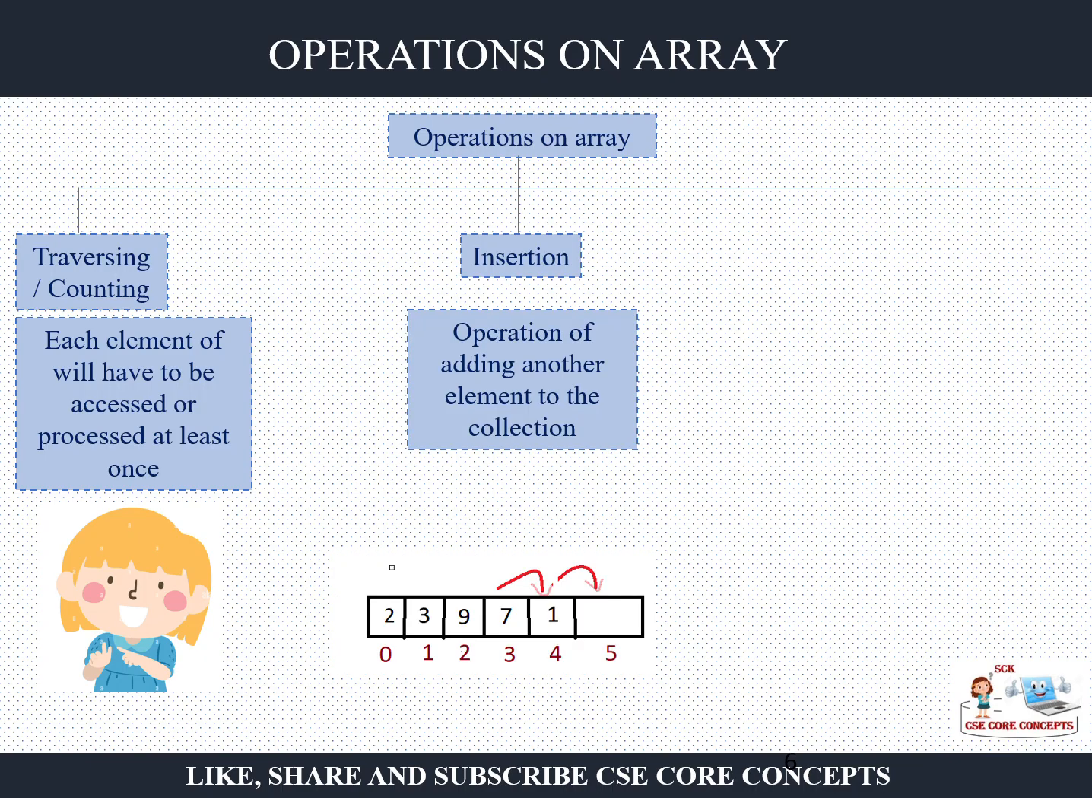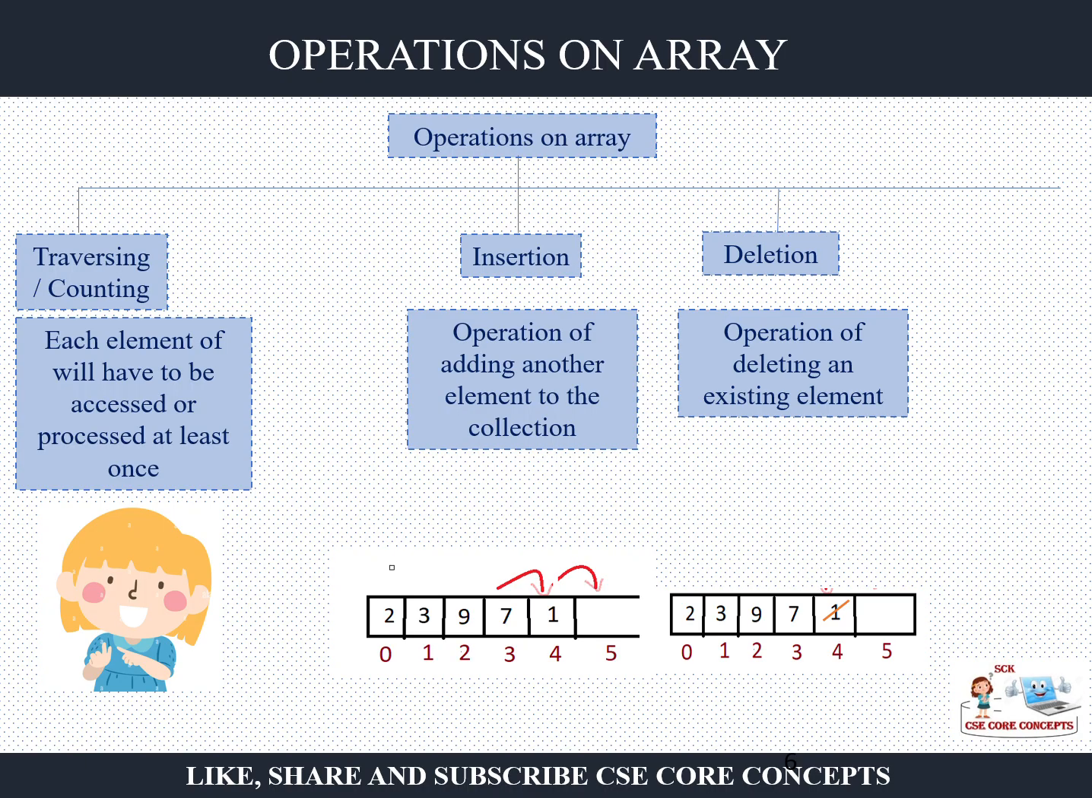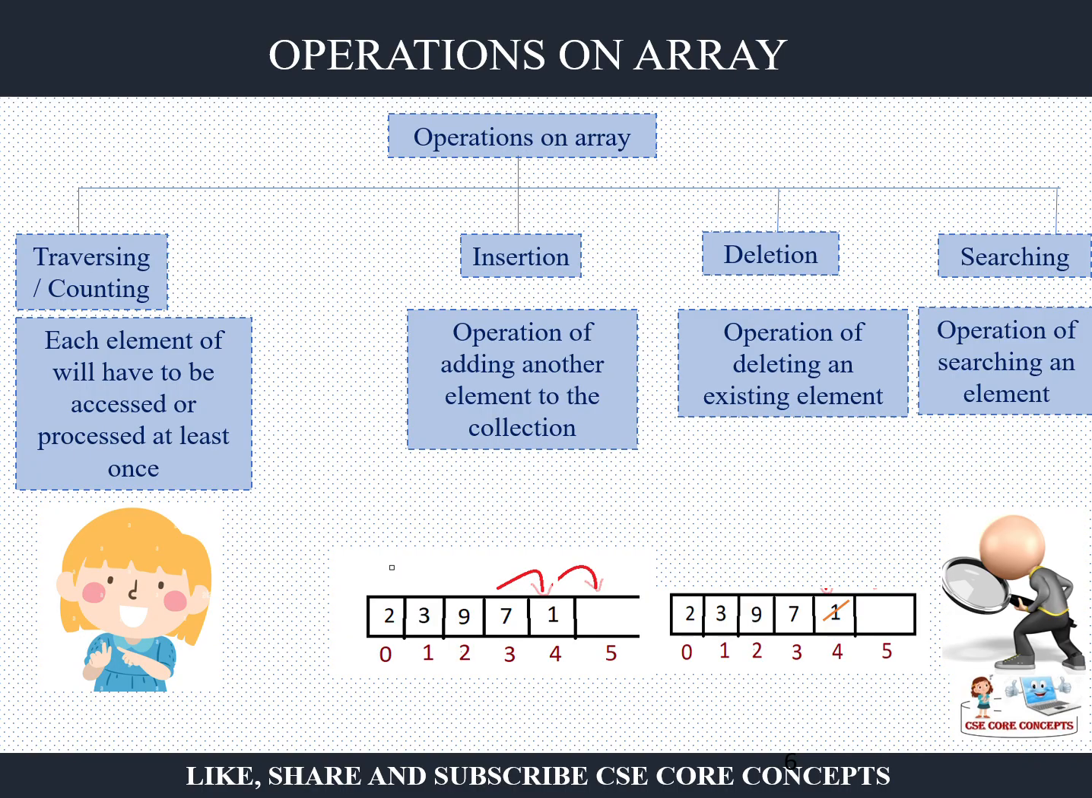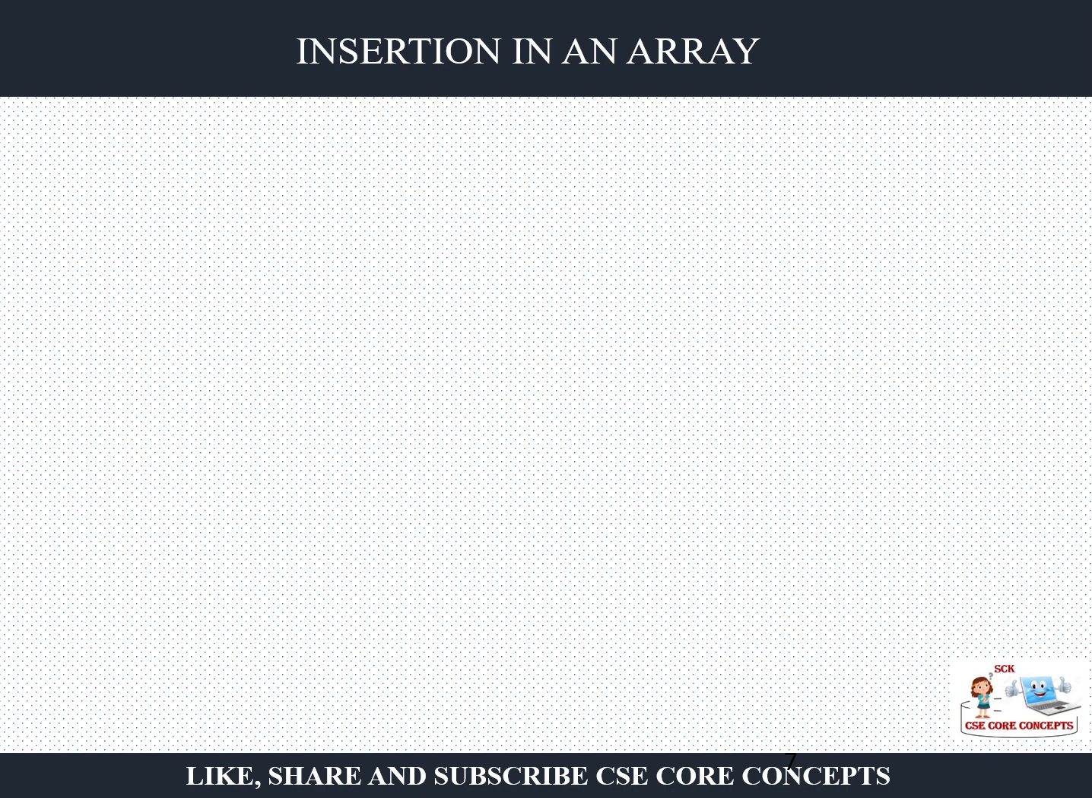The second operation which I can perform is insertion. I can always insert elements into the array, into the collection. The third operation is deletion, where I want to remove some existing records from the array. That is also possible. And searching. If I want to search for a particular value in the array, that is also possible. So these are the four basic types of operations which can be performed on any array.